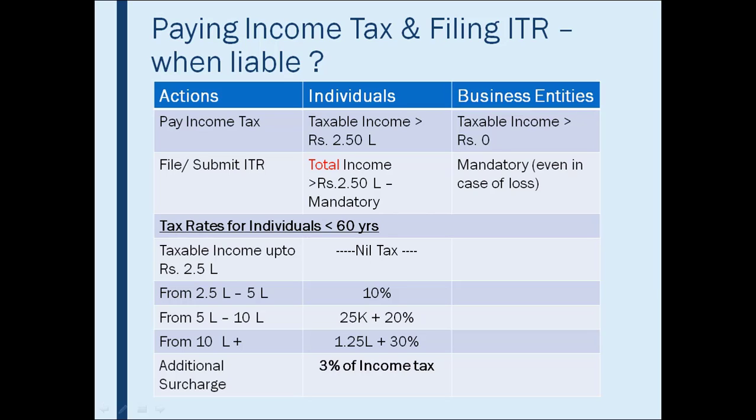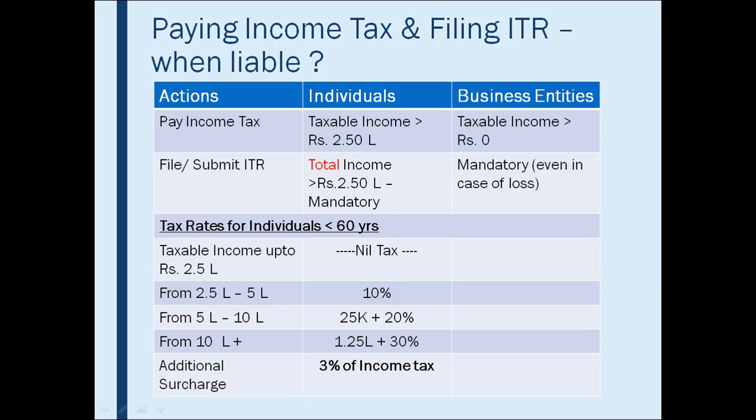Now for business entities, there are a lot of various tax rates, but primarily they pay income tax when their taxable income is greater than 0. And for them, income tax return is mandatory. So even if you are having a loss, you have to file the income tax return for a business entity, which is basically the partnership firm and limited companies. We are not touching that part right now, because this presentation has been made from the viewpoint of a very common layman, that is an individual.